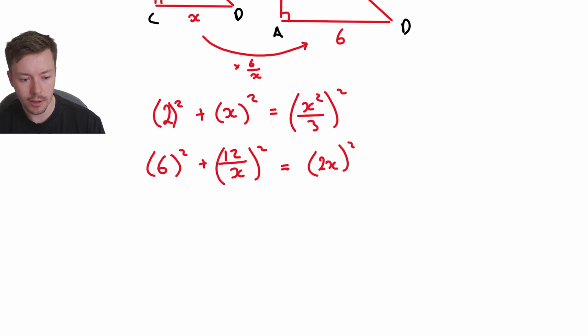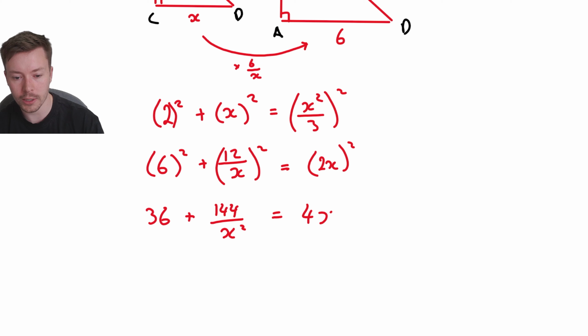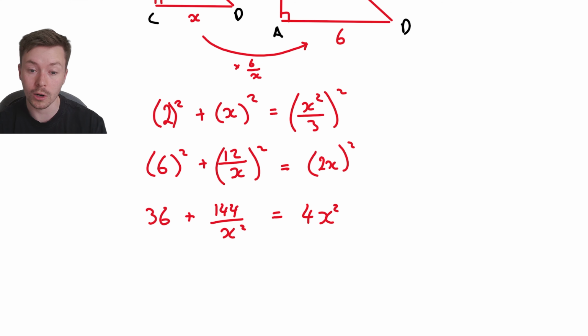So I'm going to square 6, I'm going to get 36, plus 12 squared is 144 over x squared, and then we get 4x squared here. Make sure you square the 2 as well. A common mistake is people just square the x and forget to square the 2.